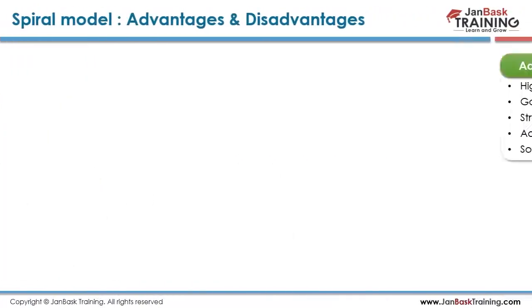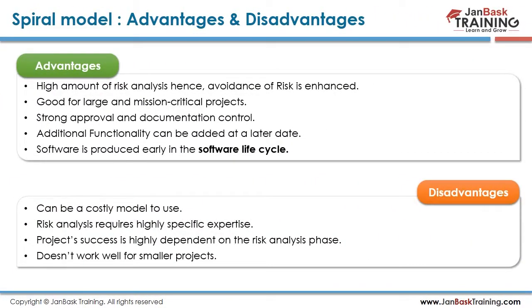So it's simple. These kinds of models have strong approval and documentation, and are additional models used for software life cycles, highly recommended, with additional functionality that can be added at later dates. Such kinds of advantages are there. The risk involved here is high just because we are avoiding risk at the first step. We're evaluating design at step 3, right? So these are the kinds of risks involved.